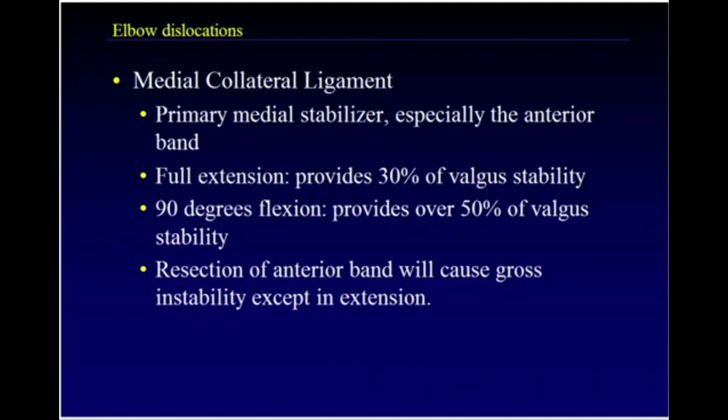In full extension, it provides 30% of the valgus stability. In 90 degrees of flexion, it provides over 50% of the valgus stability. When you have more extension, you can rely more on the intact lateral bony column for stability. Resection of the anterior band of the MCL will cause gross instability of the elbow joint except in extension. And again, this goes back to why we try to fix the significant coronoid fractures, because that restores the proper anatomical relationship of the medial collateral ligament and will prevent late instability.